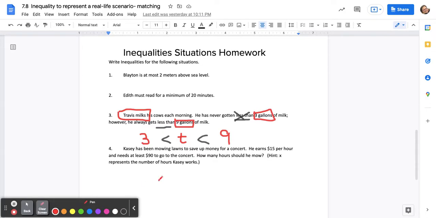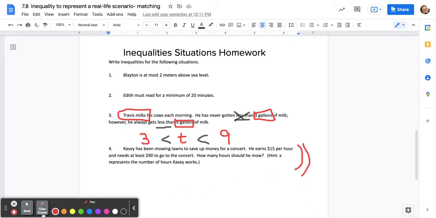All right, let's look at our last but not least. Casey's been mowing lawns to save up money for a concert. He earns $15 per hour and needs at least $90 to go to the concert. How many hours should he mow? And here's the hint: x represents the number of hours Casey works. We know we're going to have to multiply here because it's per hour. This is really a challenge extension problem.